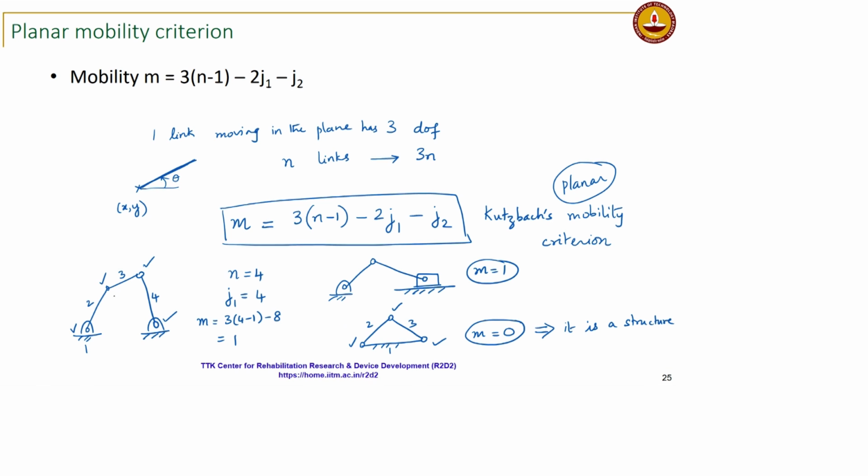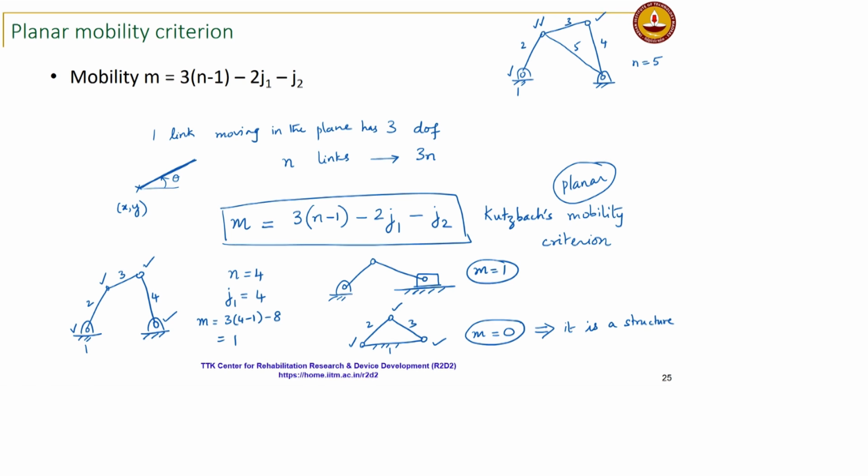Same 4 bar, if I add another link like this. Okay, I have 1, 2, 3, 4, I add a 5th link there. What happens to it? I have n equal to 5, joints. Here, how many joints do I count? There is a joint between 2 and 3 and between 2 and 5. So, I have to make sure I count 2 joints there.